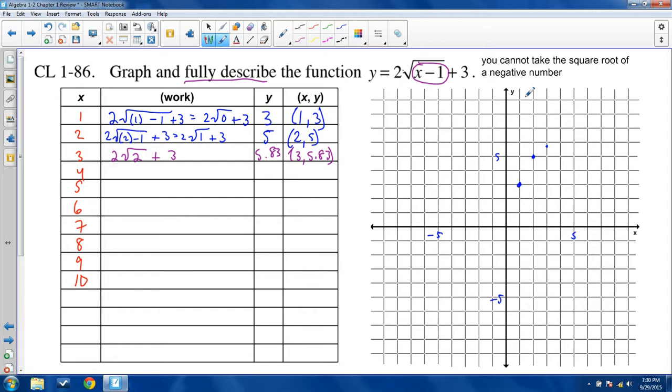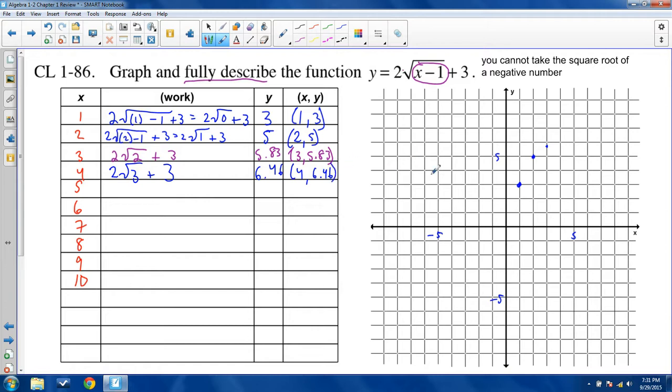I'd keep putting in more points. I'm going to do a few more with you, not the entire thing, because otherwise, if I did the entire thing, I'd take up the entire day doing this. So this one is 2 times the square root of 4 minus 1, which is 3, plus 3. So now I have to do 2 times the square root of 3, plus 3. That's 6.46. So this point is 4 comma 6.46.